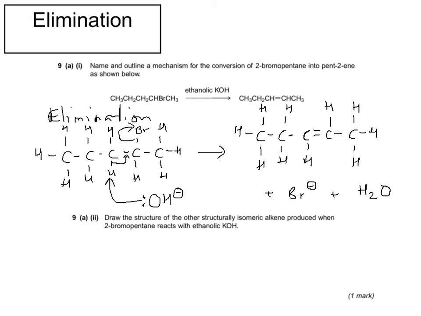Notice I've left out the potassium from this original thing. Now remember, the potassium is a spectator ion. Do not draw it in the mechanism. You must only draw the OH- ion.